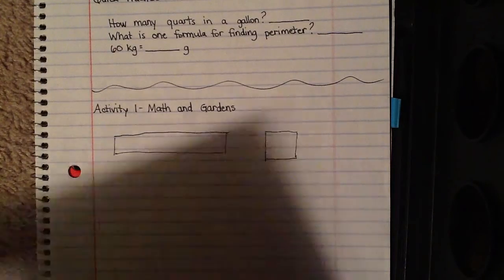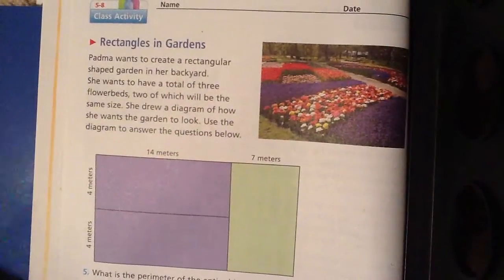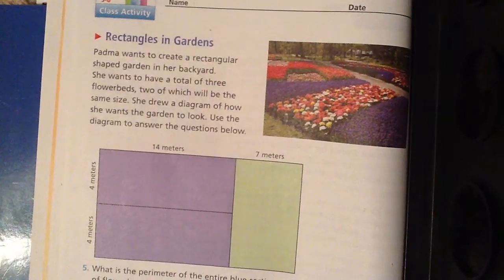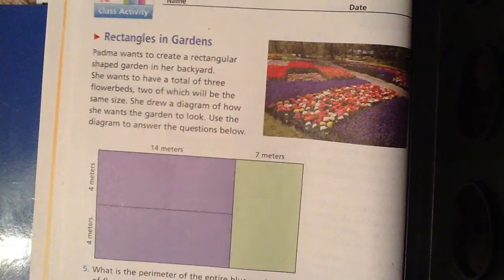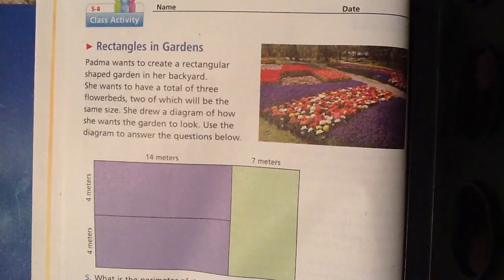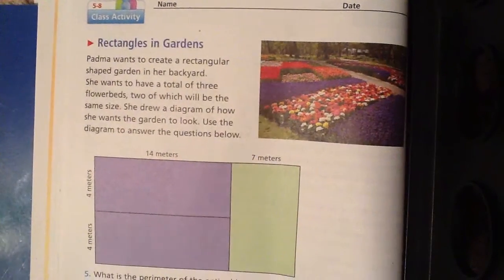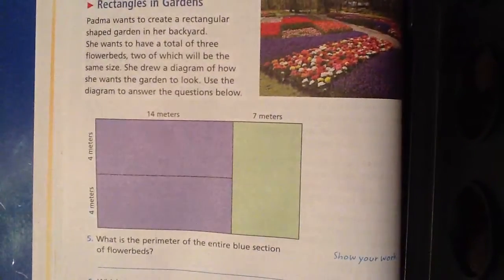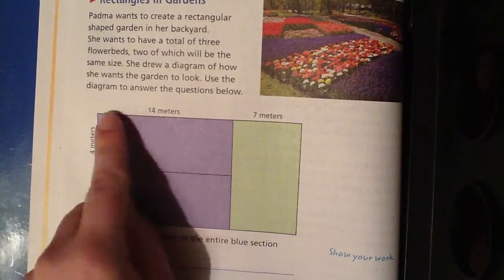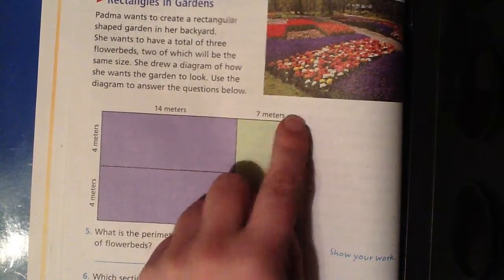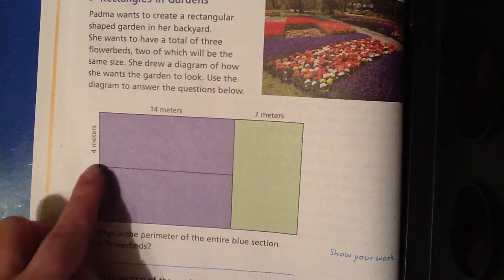Go ahead and turn your books to page 190. Now we're going to look at rectangles in gardens. Padma wants to create a rectangular shaped garden in her backyard. She wants to have a total of 3 flower beds, 2 of which will be the same size. She drew a diagram of how she wants the garden to look. Use the diagram to answer the questions below. Her diagram shows 14 meters, 7 meters, 4 meters, 4 meters.